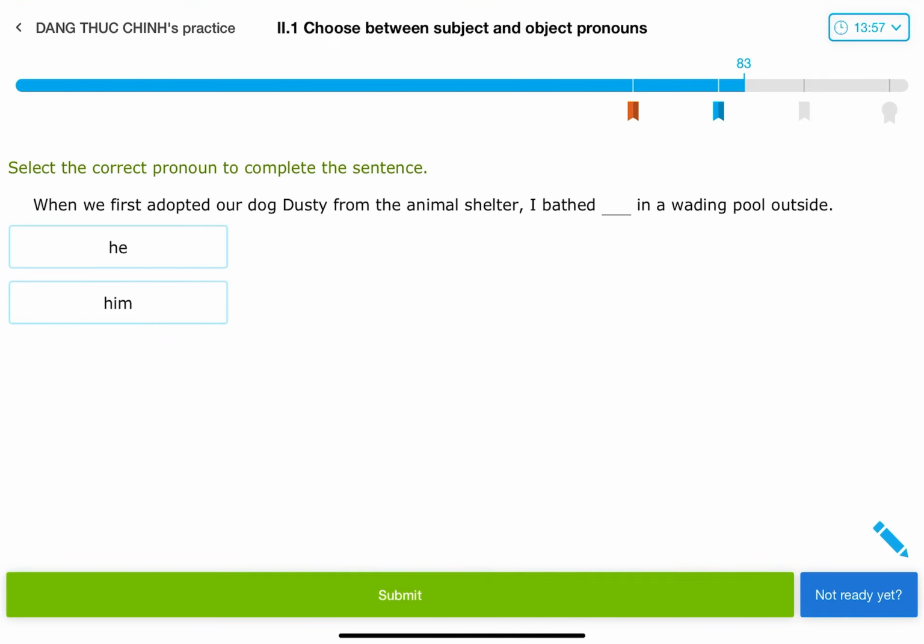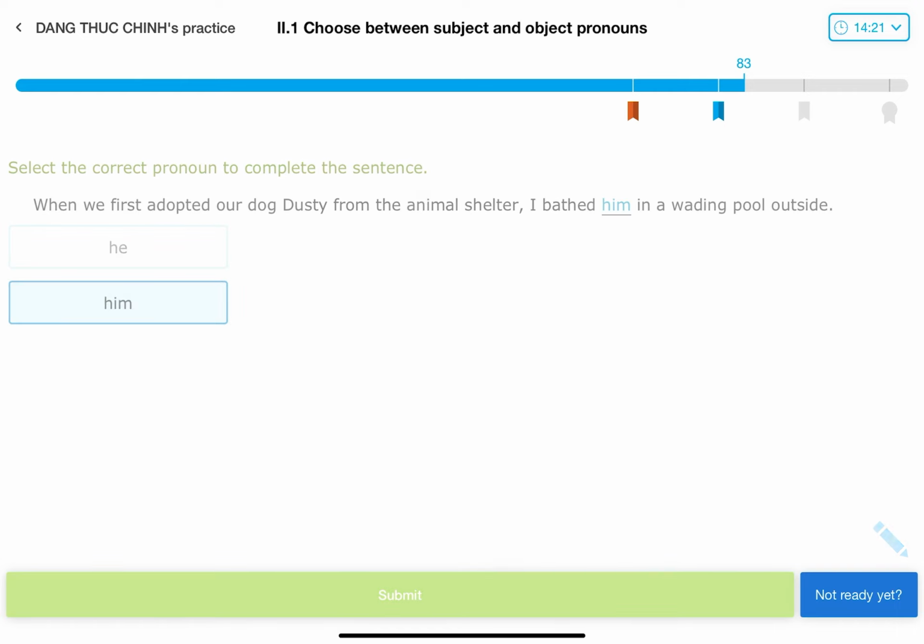When we first adopted our dog Dusty from the animal shelter, I bathed him in a wading pool outside. "Bathed" is an action verb, and action verbs only stand in front of object pronouns, and we have "him," an object pronoun, so we would use "him."